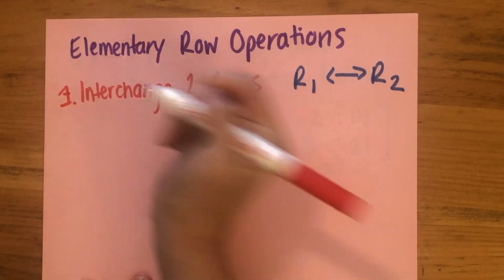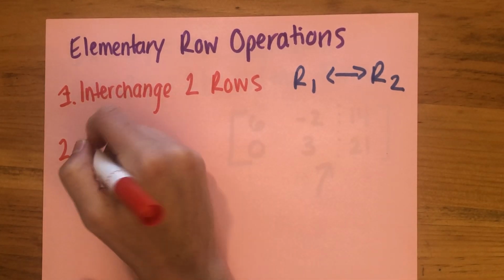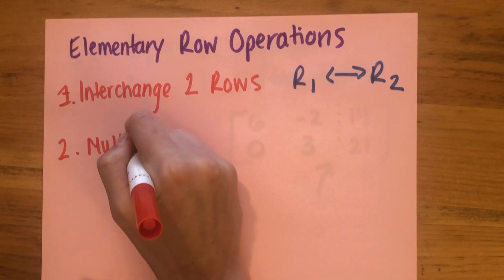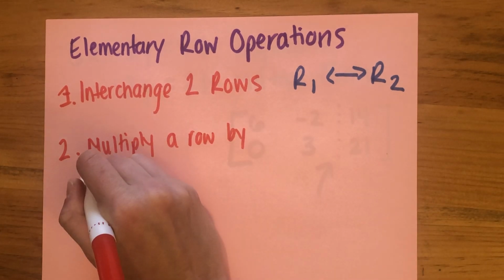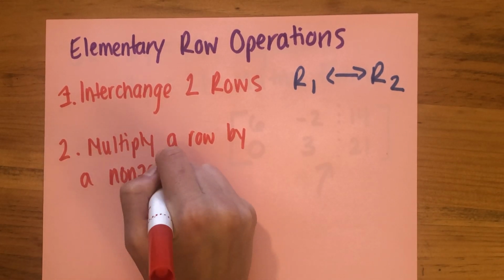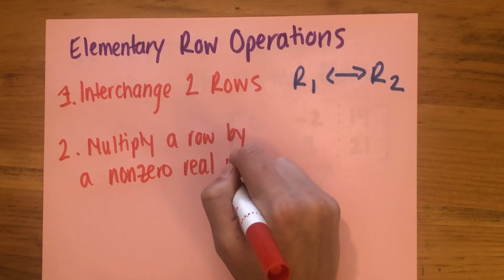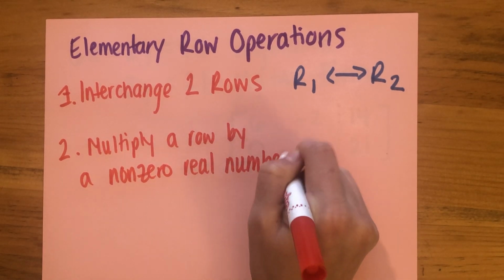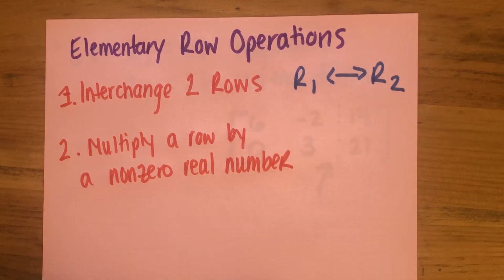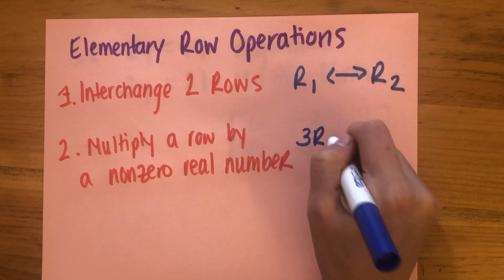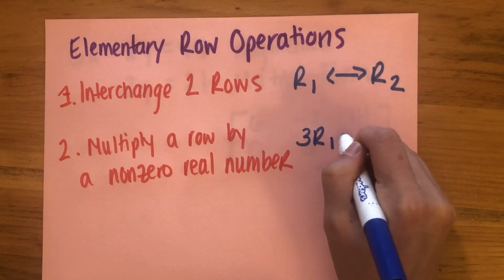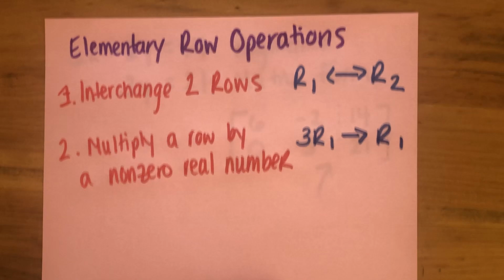So the second operation is that we can multiply a row by a non-zero real number. So we can multiply a row by a fraction, by a decimal, by a negative number, by a positive number. We can multiply it by pi. We can multiply it by anything except for 0. And we would denote this and we would say, okay, let's do 3 times row 1. And then we can further say, and we're going to keep it in row 1.